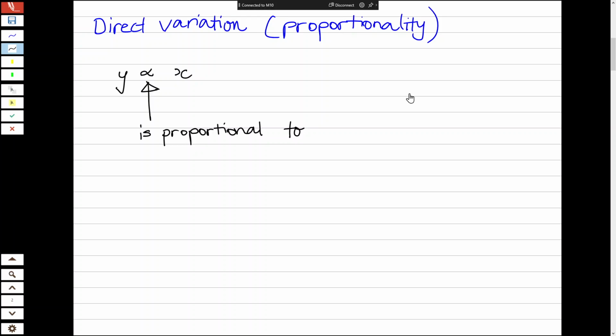What does that mean though? Well, let me explain. That's why I'm here. Okay. So this statement here means y is directly proportional to x. Now, I haven't explained what proportion means yet. I haven't explained what direct means. So hopefully it will become clear in a few moments.